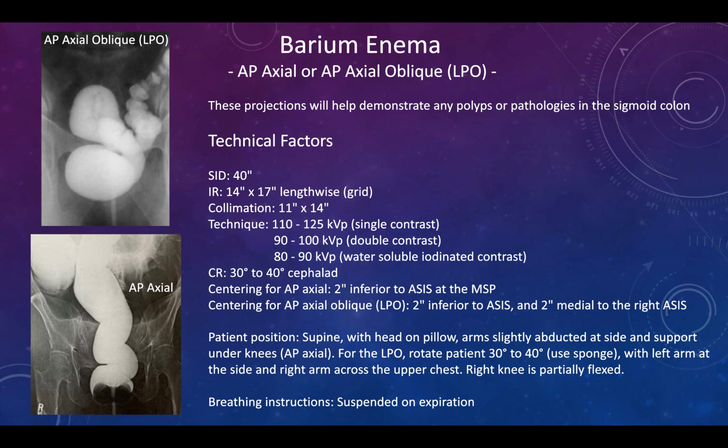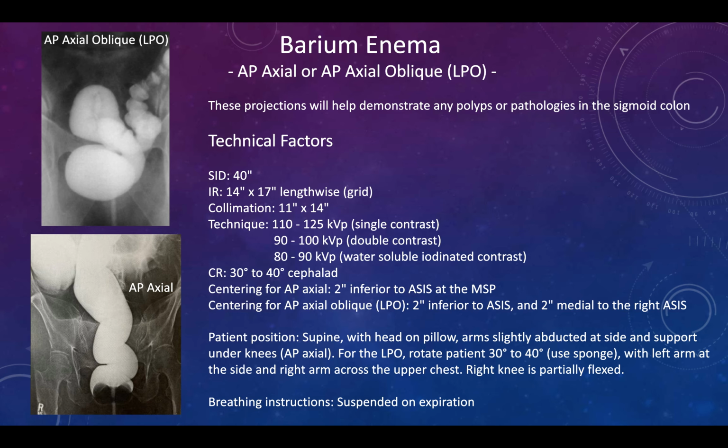We also have some axial projections we can use. These projections will help demonstrate any polyps or pathologies in the sigmoid colon. So we're going to use a 40-inch SID, a 14 by 17 lengthwise cassette, and we're going to collimate down to 11 by 14 because we're really only interested in that sigmoid colon, not the whole abdomen. And we're going to have those similar kVp ranges for the different contrast medium: 110 to 125 for single, 90 to 100 for double, 80 to 90 for water soluble.